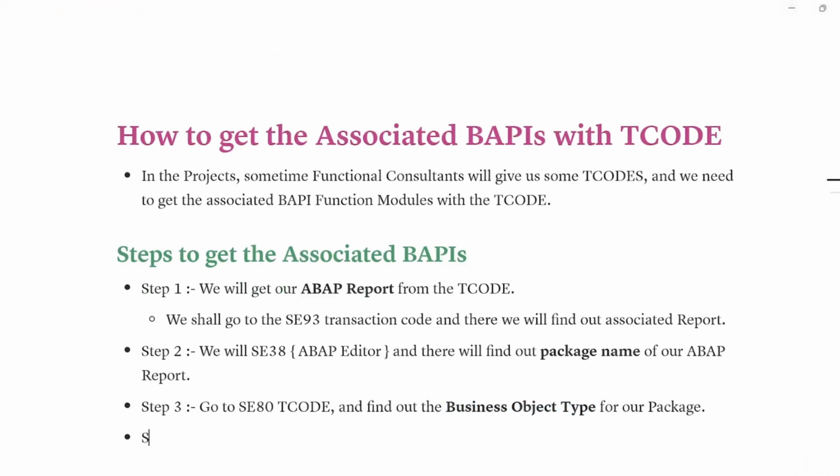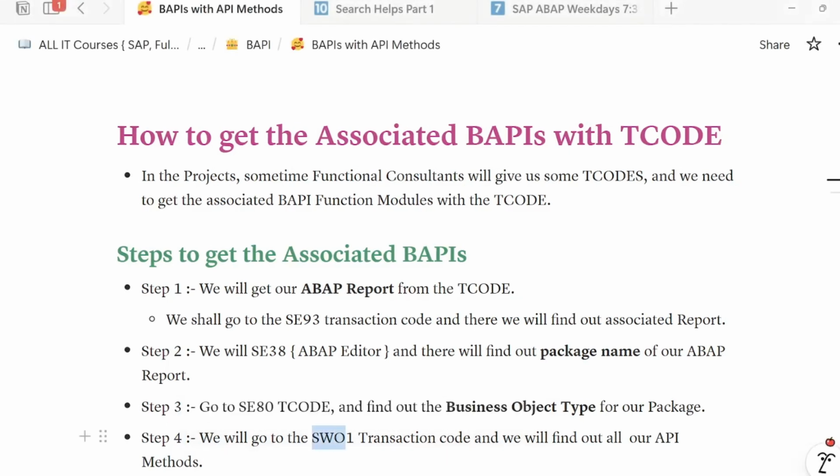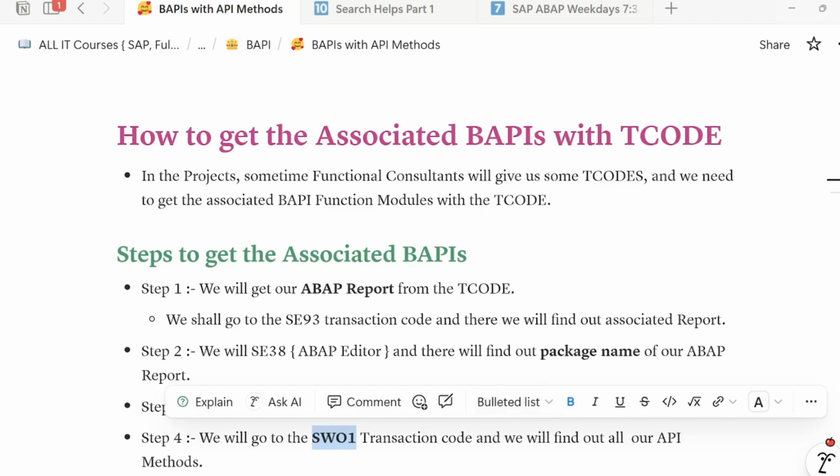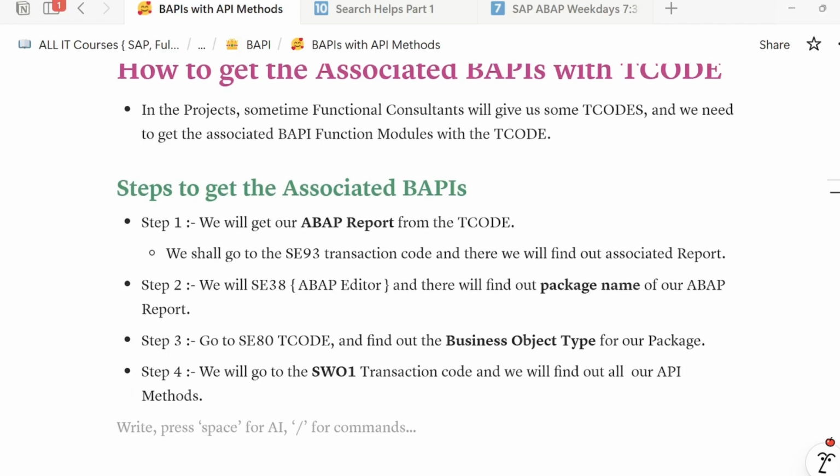Finally, using this business object type, step 4 is there. We will go to the SWO1 transaction code, and we will find out all our API methods. So we will go to the SWO1 transaction code, and we are going to find out all our associated API methods for this. Yes, this is what we are going to do.